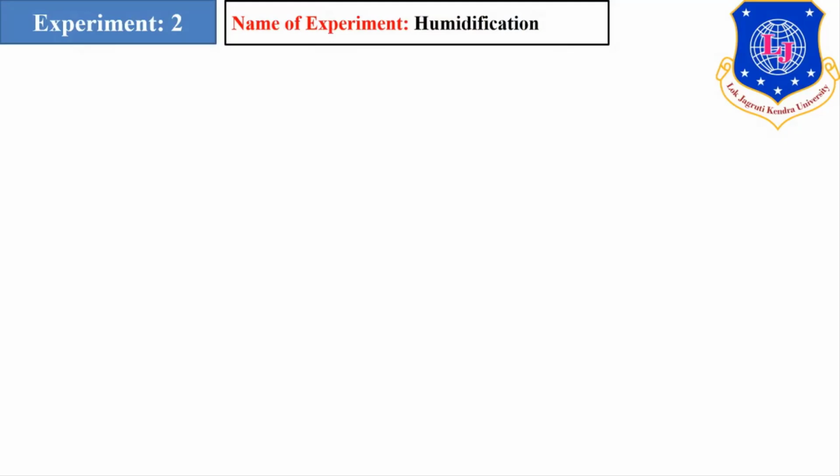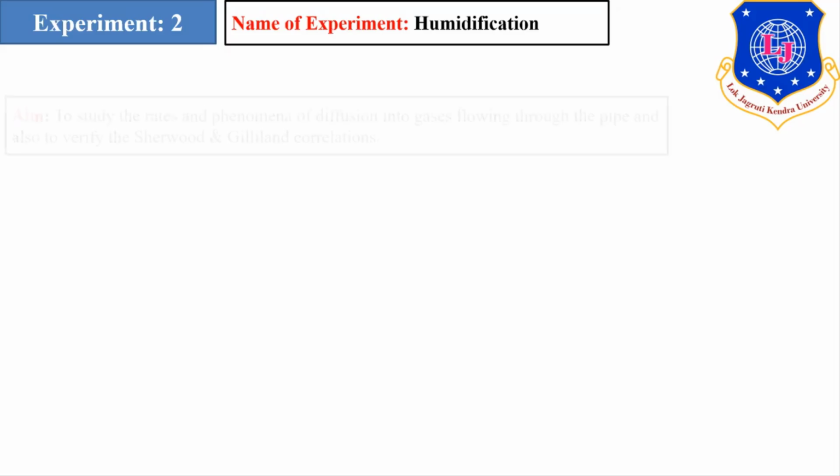Now this is the second experiment and the name of the experiment is humidification. Now what is humidification? Basically, humidification means an increase of moisture content within the air. When we contact an air and water mixture, some of the moisture, or you can say water particles, will be evaporated into the air, and so we can say that the air will be humidified.